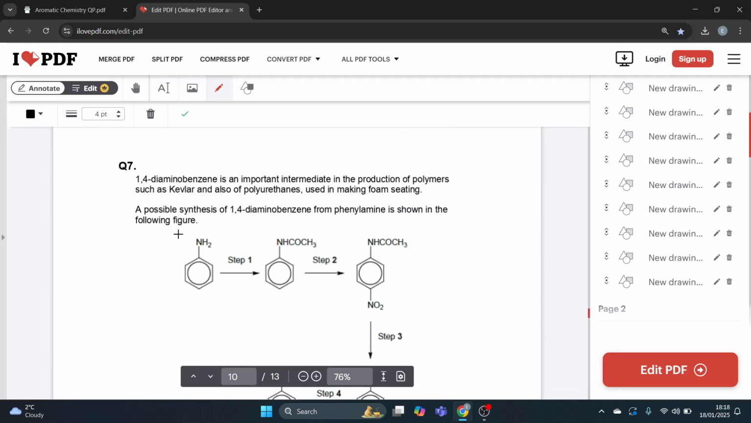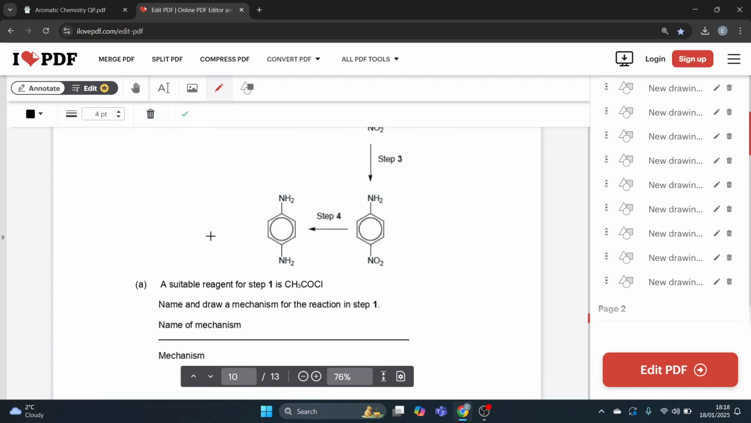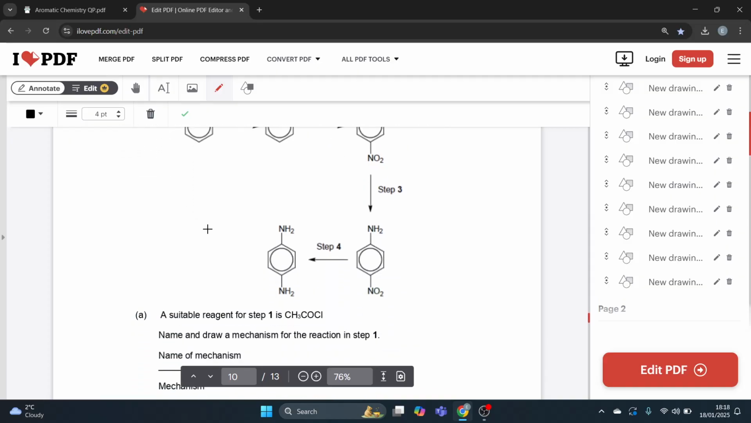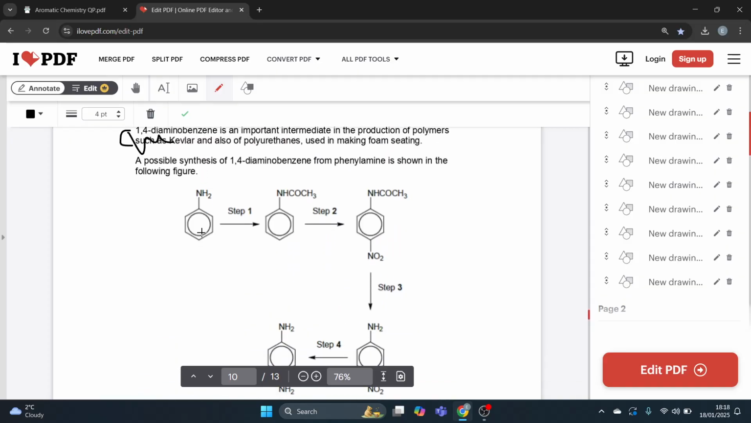Okay, question 7. This is not really relevant for this question, you don't really need to read that. Possible synthesis shown in the following figure. And I've seen questions where it's like name step 1, name the condition using step 1, name the reagent using step 2, for example. All 1 markers, and once they add up, that's 5 marks. Hence, you need to know your reagents, your conditions, all of them.